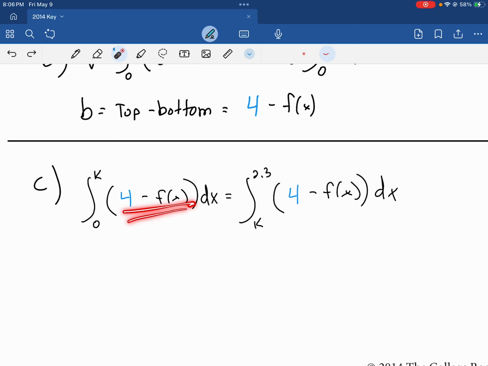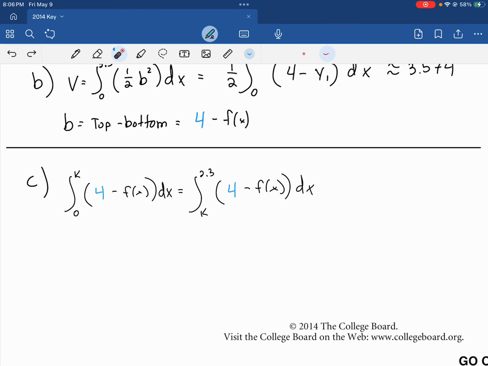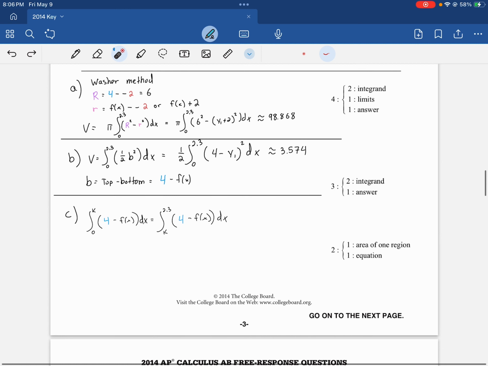My top minus bottom is 4 minus f of x for R, and we're done. I don't have to solve for what this k value is, but if the area under the curve from 0 to k matches k to 2.3, then this is a way I could set this up and solve for k. But they don't ask us to do that. Area of one region and equation are both a point for 2 total.